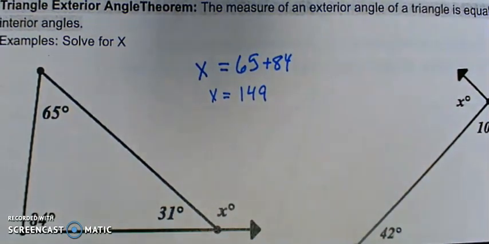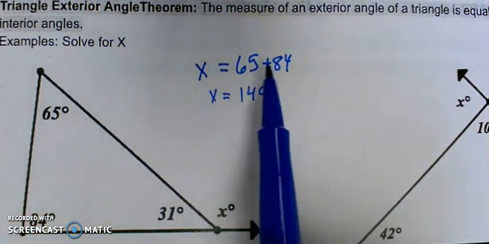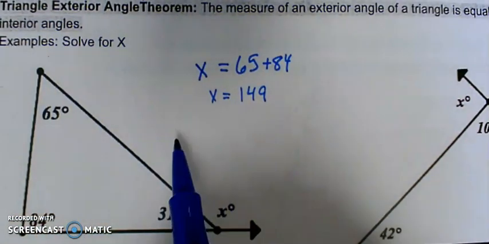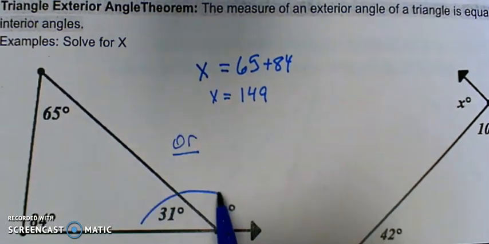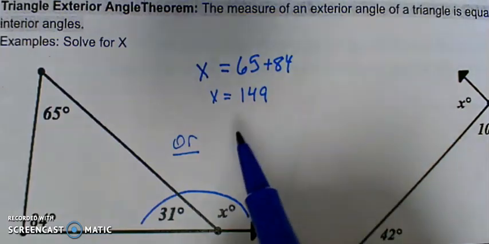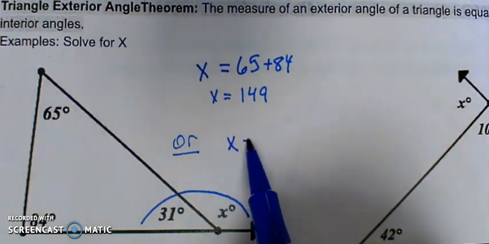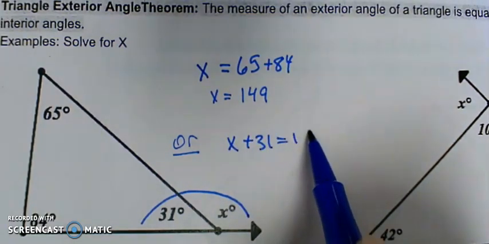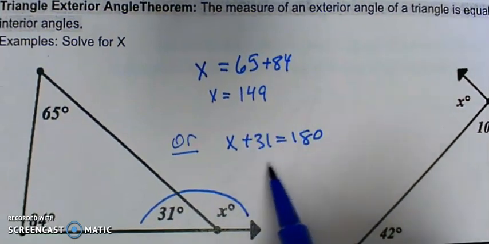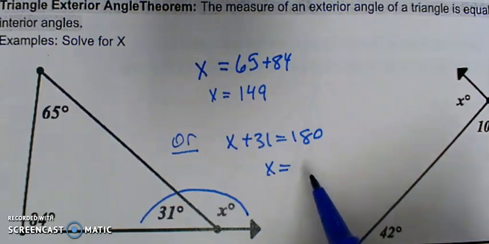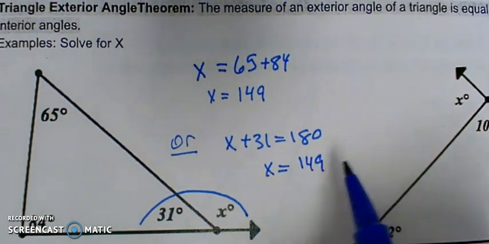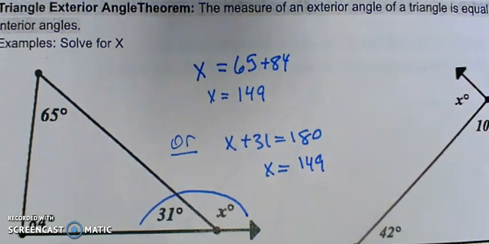Now, was that the only way to do this problem? No, but using the triangle exterior angle theorem, it was pretty quick and easy. A second way I could have done that is I may have noticed that these two are indeed supplementary. So if I chose, I could have said x plus 31 equals 180. And when you subtract, you do get 149. So as you can see, you do get the same answer for both.